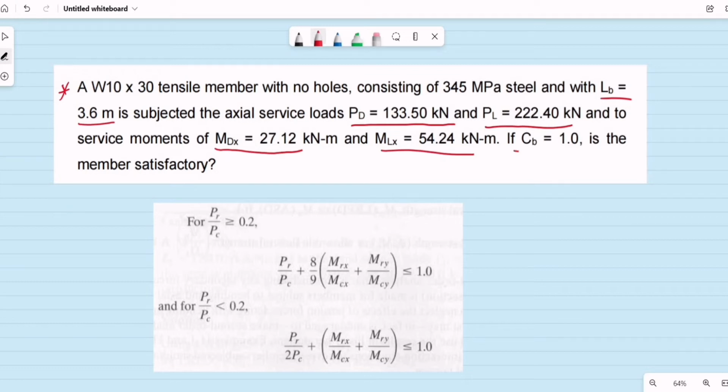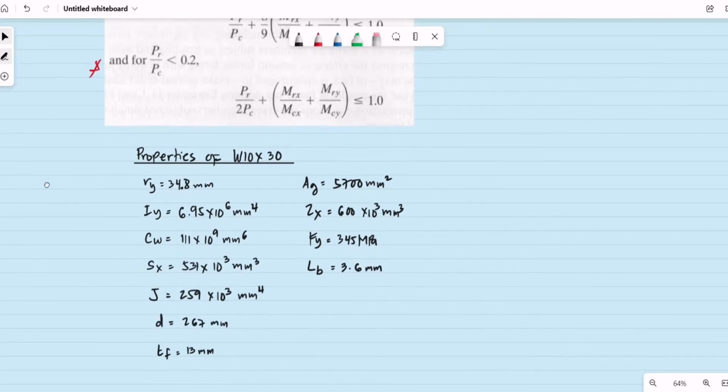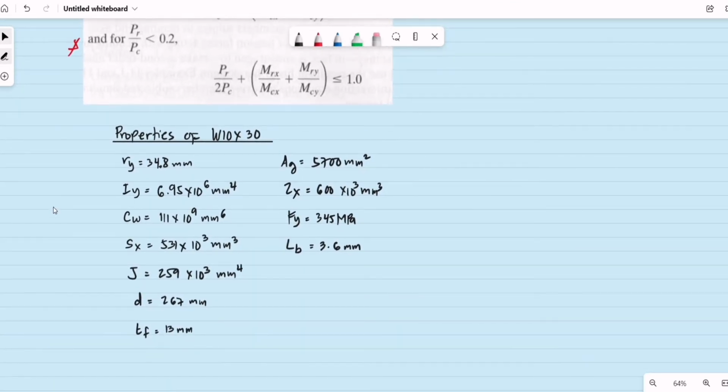If the value of the C sub B is equal to 1.0, we are required to determine if the member is satisfactory. So to determine if the member is satisfactory, we need to check our interaction formula. So I list down the properties of the W10 by 30 from our database.